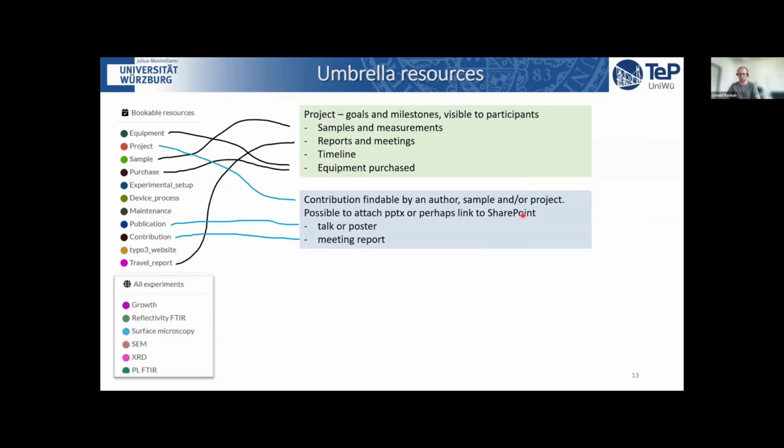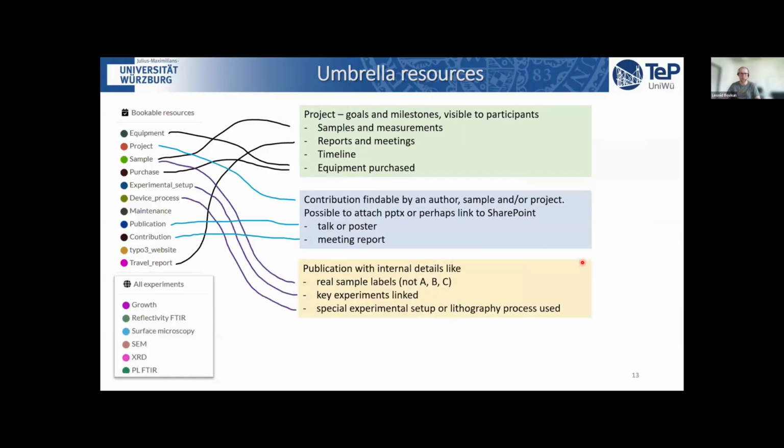You can also track contribution. It's very similar to publications like meeting reports or posters, and this is like a complete publication, where often the problem is that you say sample ABC, and even within the group, it takes some time to understand what is actually a label of the sample and where the measurements are stored. And eLab can be a very nice solution for this.